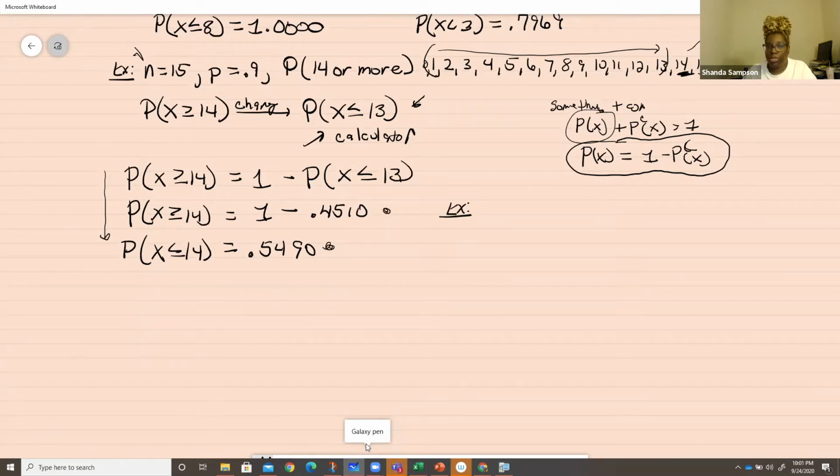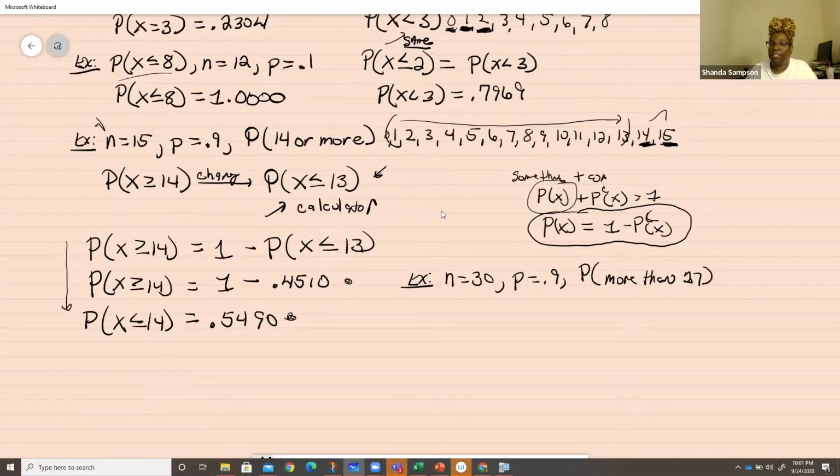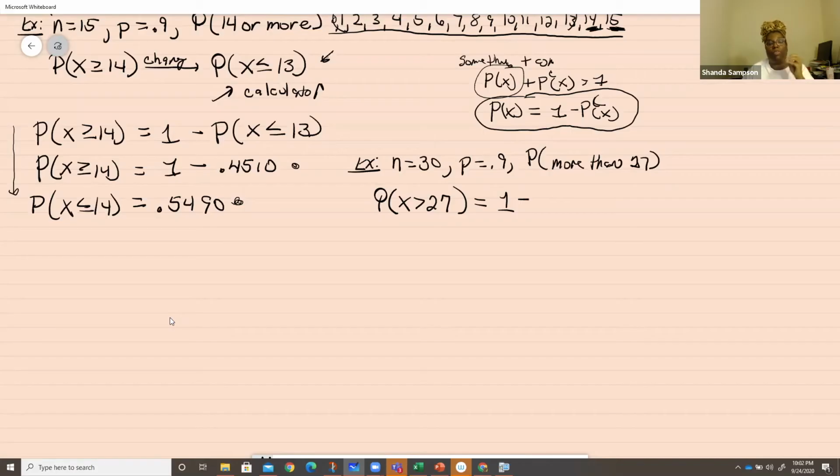Let's say n equals 30, p equals 0.9, and we're looking for the probability that x is more than 27. Now let's go back. I want to clarify something because I'm not writing all the numbers this time. When we did the list of numbers, remember, every number needs to be included when you're talking about something and its complement. So if this included 14 and 15, this had to include 13 and below. You can't leave a number out. Okay, what's the complement of greater than 27?